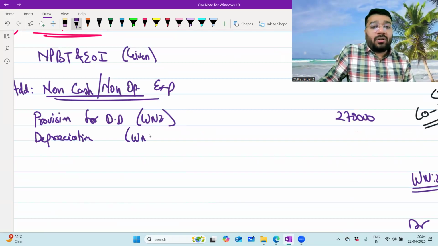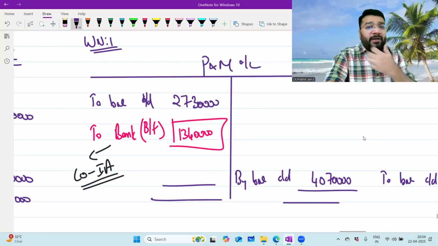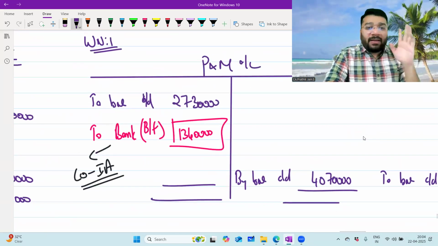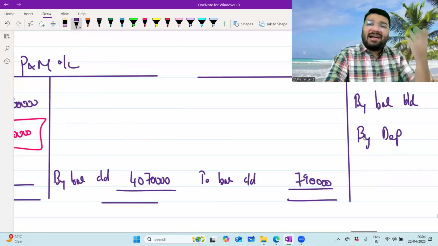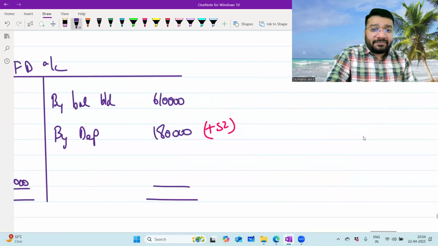Depreciation. Working note number 1, 1,80,000. Now coming back to plant and machinery. Any profit or loss? No. So this 1340 will affect my investing activity. I'll deal with it later. Depreciation recorded.